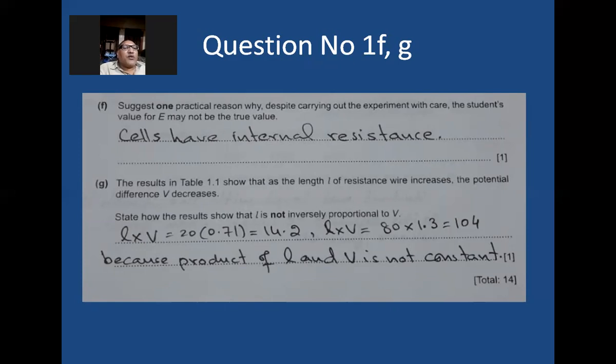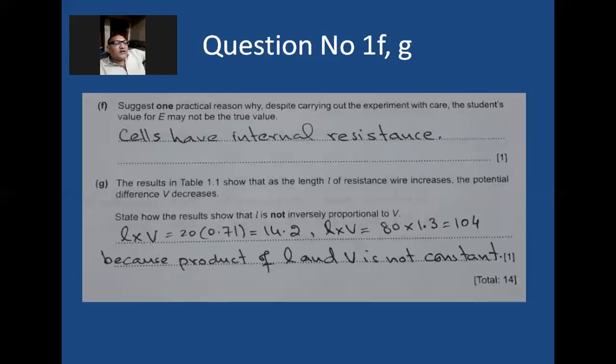The results in table 1.1 show that as the length L of the resistance wire increases, the potential difference V decreases. State how the result shows that L is not inversely proportional to V. You know, if two quantities are inversely proportional to each other, then the product of those two quantities will remain constant. For example, L1 multiplied by V1, whatever the answer is, L2 multiplied by V2 should give the same answer. If L1 V1 is equal to L2 V2, then we can say they are inversely proportional to each other. So let's check: L1 is 20, V1 is 0.71. When you multiply them, the answer is not the same.